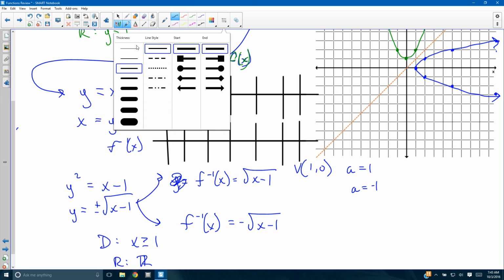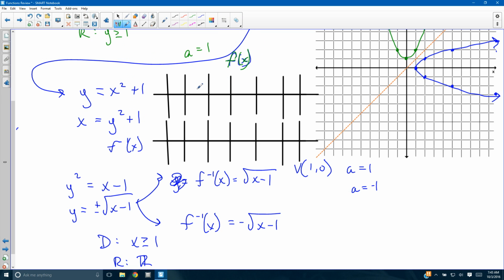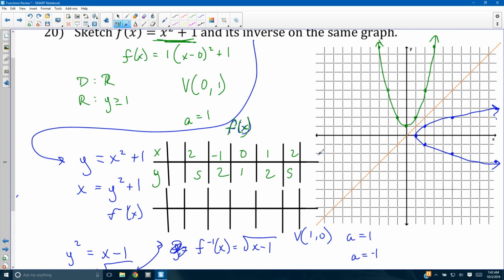Okay, so for x and y for the original function here, when I plugged in 0, I got 1. When I plugged in 1 and negative 1, I got 2. When I plugged in 2 and negative 2, I got 5. And when I plugged in 3 and negative 3, I got 10.